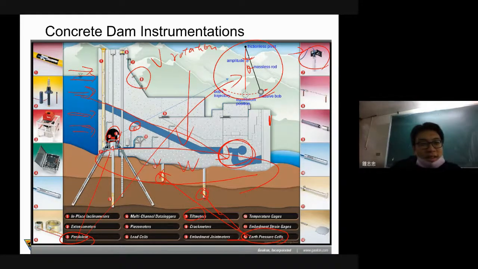Okay, so after the construction finished, the ice machines were transferred to make ice cream. I think in northern Taiwan, central Taiwan, southern Taiwan, and also eastern Taiwan, there are ice cream stores nearby the Taipower concrete dams. Okay, maybe next time I can bring you to buy ice cream.